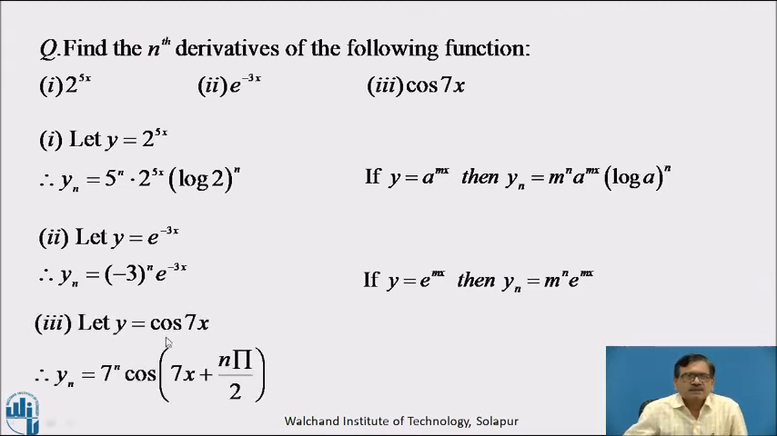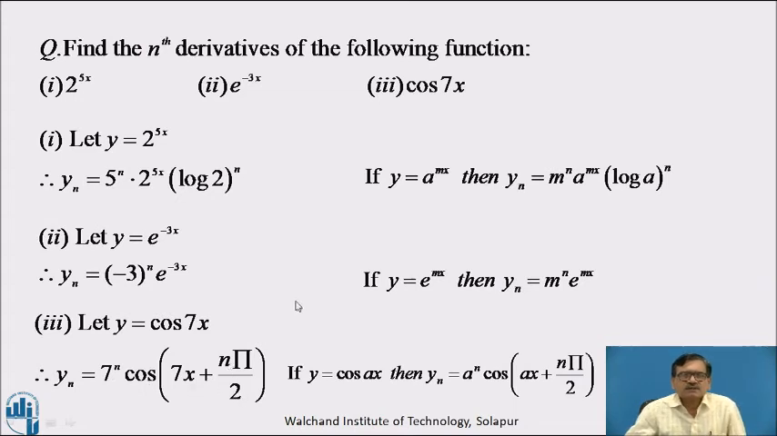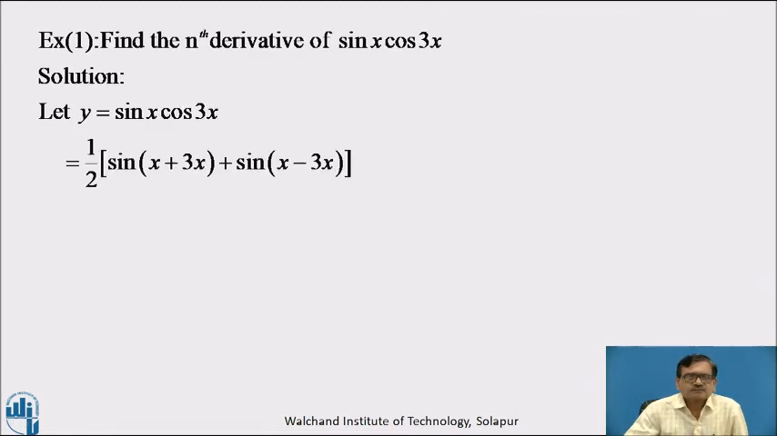Similarly, we know let y equal to cos 7x, and we have seen if y equal to cos ax, then yn equal to a raised to n cos of ax plus n pi by 2, and here a is 7. Therefore, yn equal to 7 raised to n cos of 7x plus n pi by 2. These are the n derivative of very simple exponential and trigonometric function. And now we will see the example.